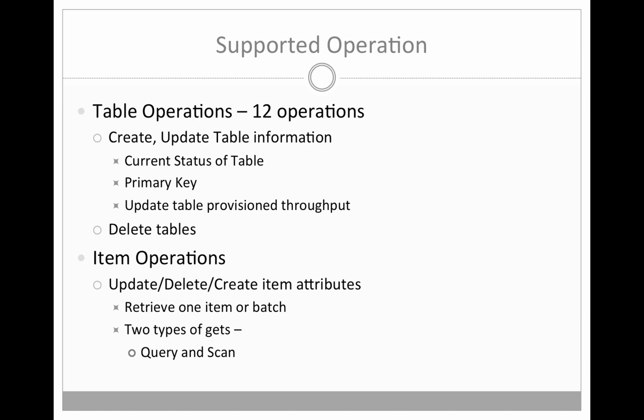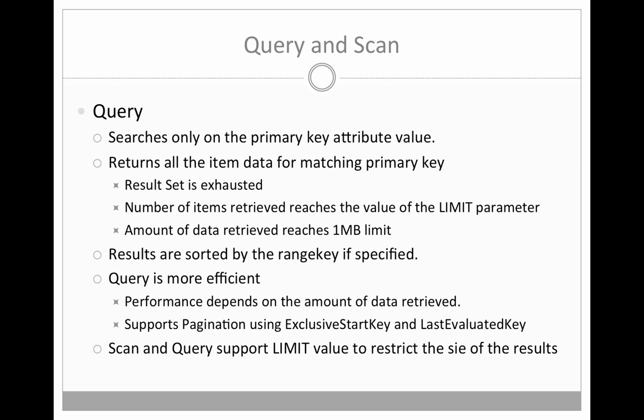There are 12 operations that include creating a table, updating provisioned throughput, and deleting the table. You can do many item-level operations, which include update, delete, and create item attributes. One point that might be relevant here is that DynamoDB guarantees transactional consistency at the item level. So if all attributes cannot be updated, the operation would fail. In terms of getting data, DynamoDB has 2 get operations, and we're going to talk about them real quick: query and scan.